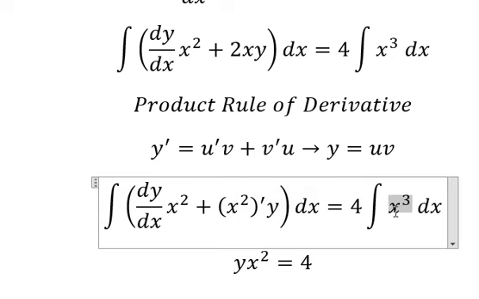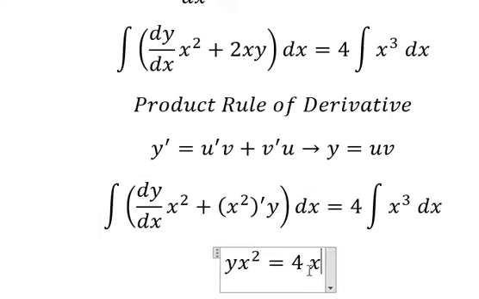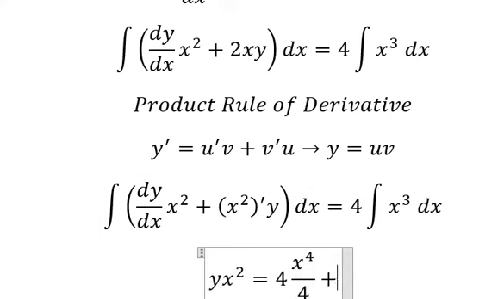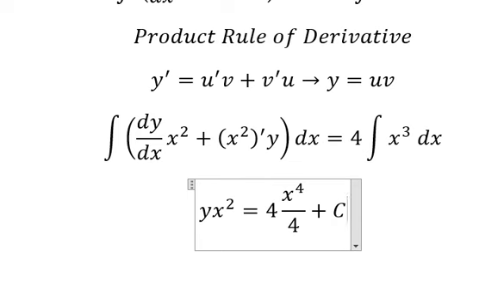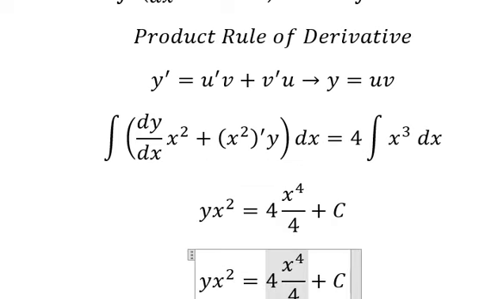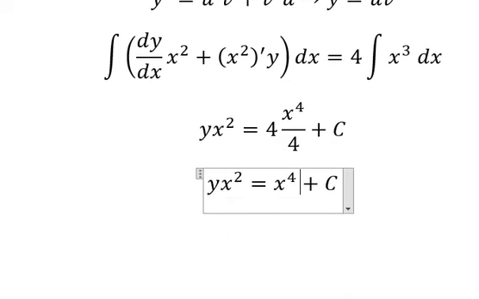The integration of s to the power of 3, we will have s to the power of 4 over 4. And we put c. We simplify number 4. Later we divide both sides by s squared.